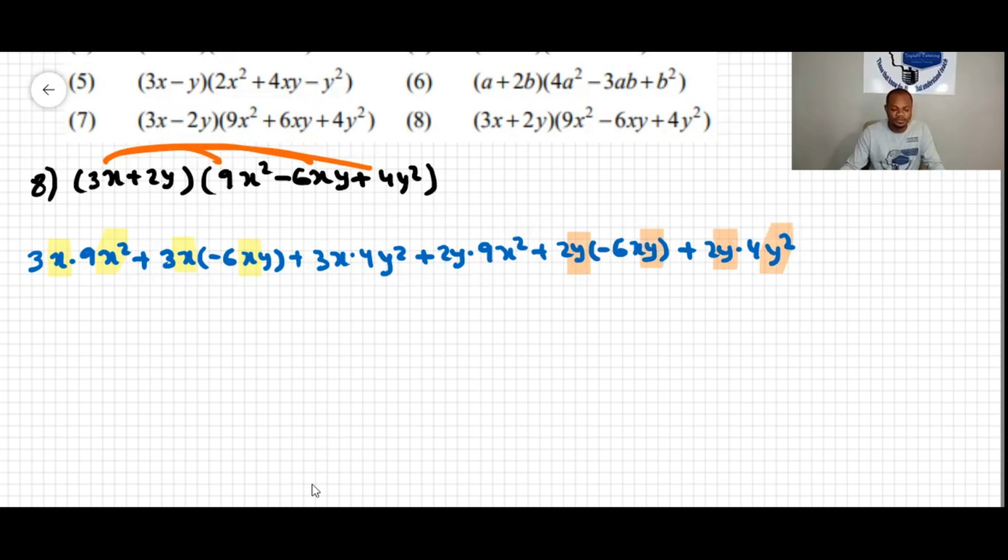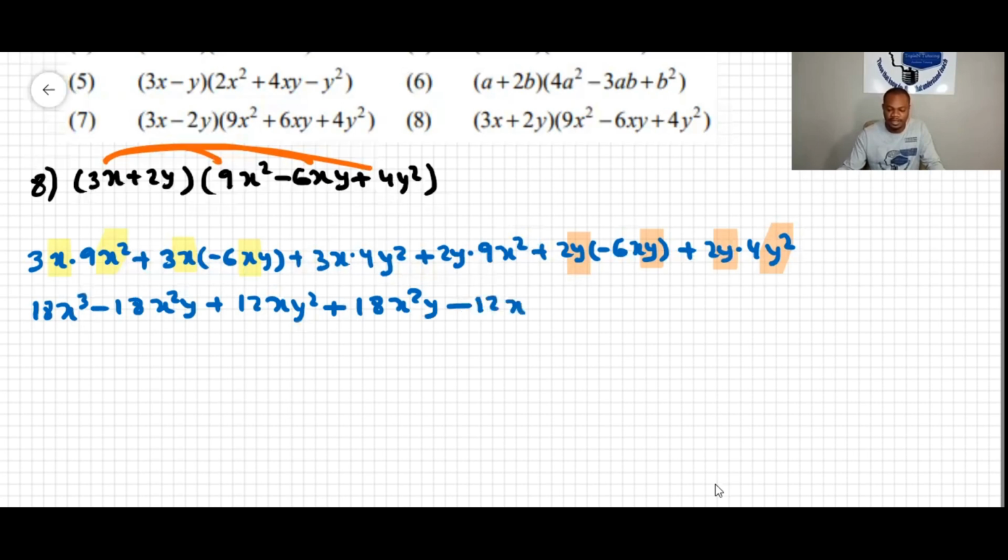So now let's work it out. 3 times 9 makes 27x cubed, and then that makes negative 18x squared y plus 12xy squared plus 18x squared y, not plus but minus 12xy squared plus 8y cubed.